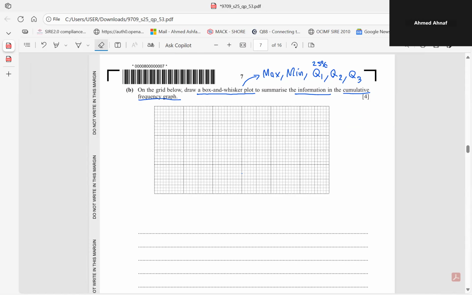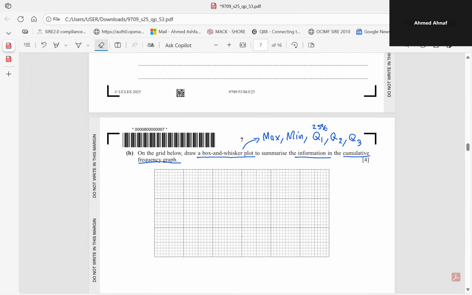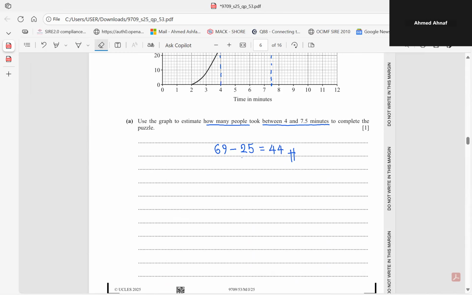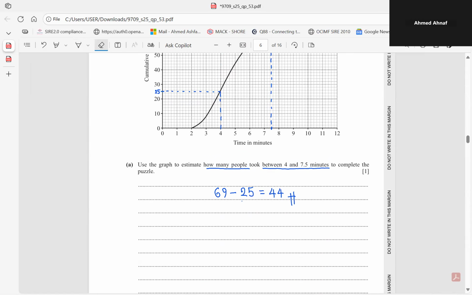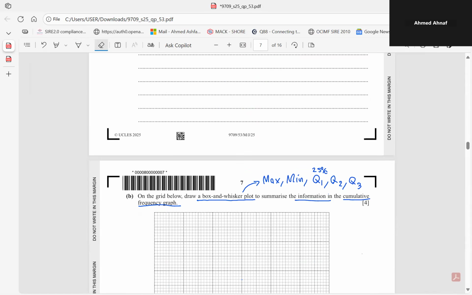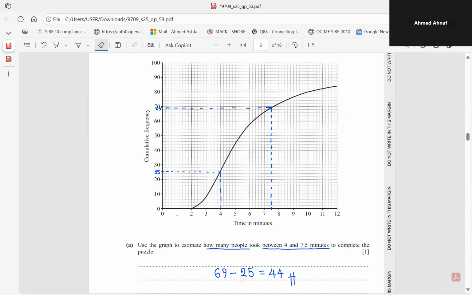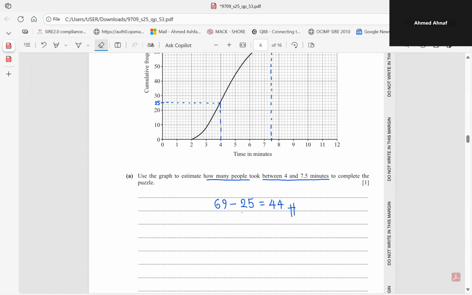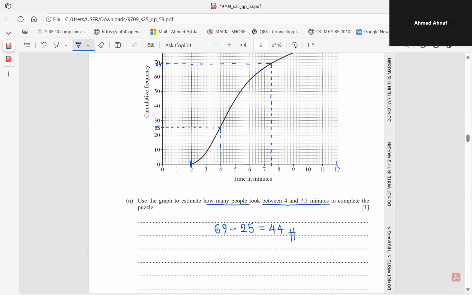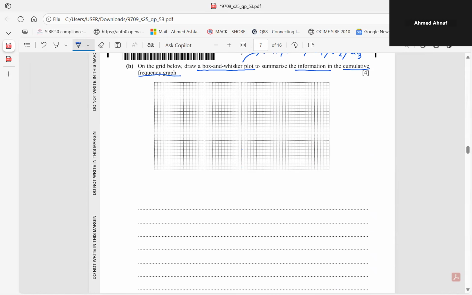Okay, so let's find out our maximum and minimum. The minimum time taken is 2, and the maximum is 12. And then Q1.